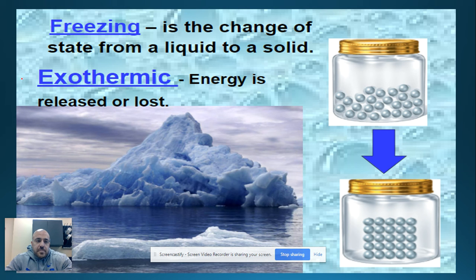Freezing, again, exothermic, not on the test, but freezing is when we go from a liquid to a solid. To do that, we need to lose energy because the molecules need to slow down. We start off here as a liquid where they're able to move a little bit past each other. If we slow them down enough, they're stuck right next to each other and they turn to a solid. So freezing, you're going to lose energy, and it's going from a liquid to a solid.